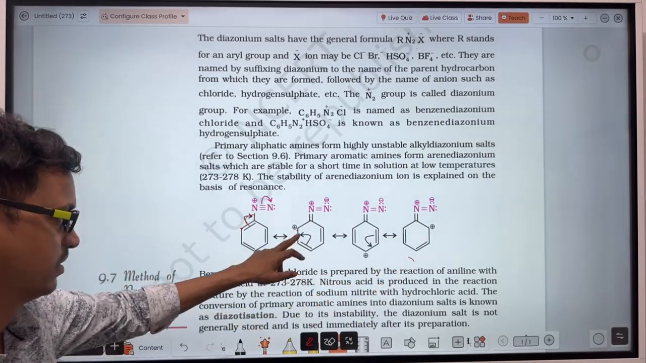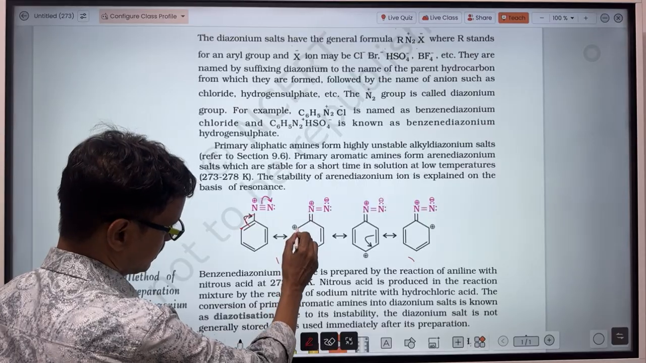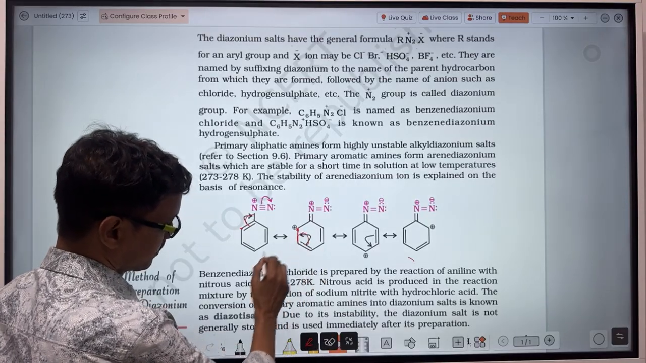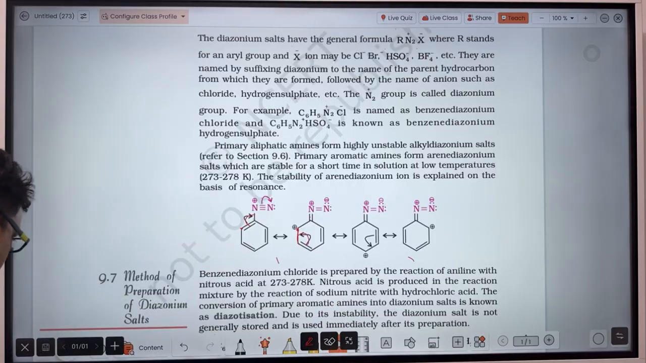You already know how that works. So here is a positive charge. To neutralize this positive charge, the shared pair of electrons comes here for double bond formation. So here a positive charge. You are already aware.